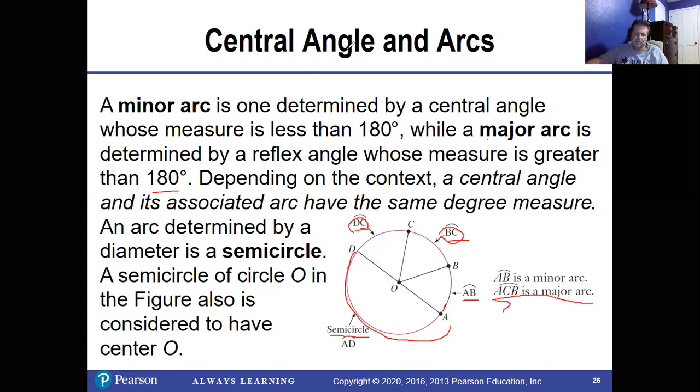Let me do this in a different color. So, follow the letters, A, C, B. So A, I can't go this way because that would go through B, in the wrong order. So A, C, B would go from here through C to B. So this is a major arc all the way around. It's everything except AB. That's a major arc, more than 180 degrees.